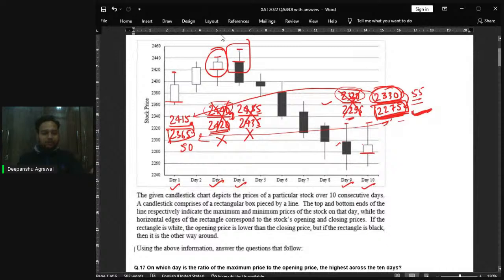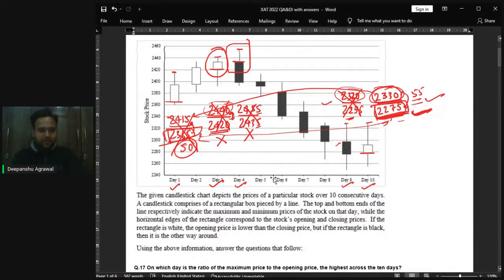So from my point of view, we'll get the answer as day 10, because the difference is less and the numerator is higher, in the case of day 1 also. So that's how we compare a fraction. So day 10 should be the right answer for question number 16.